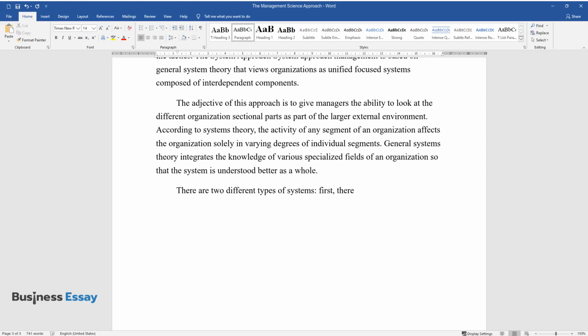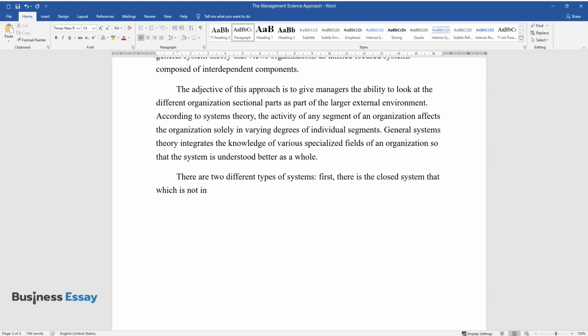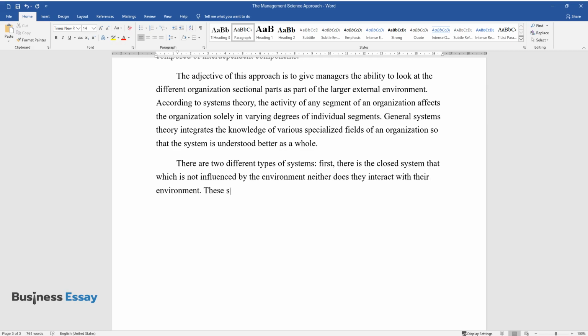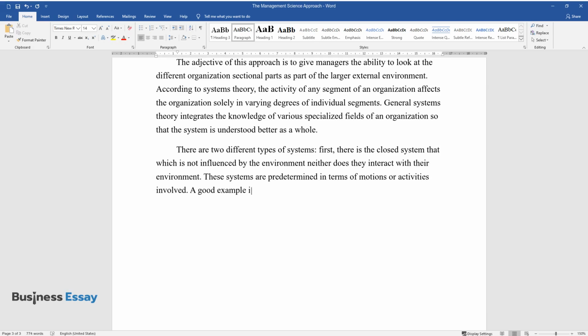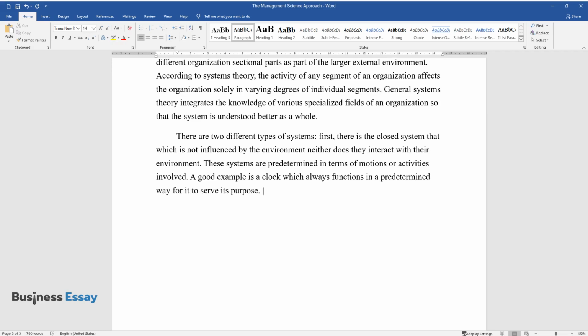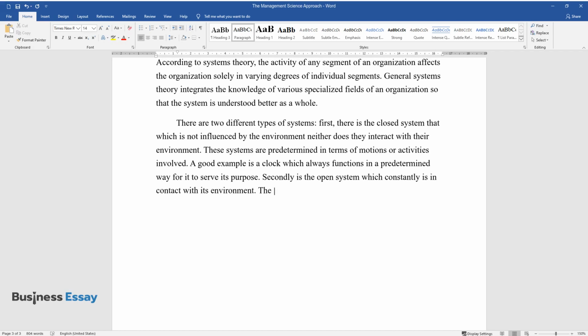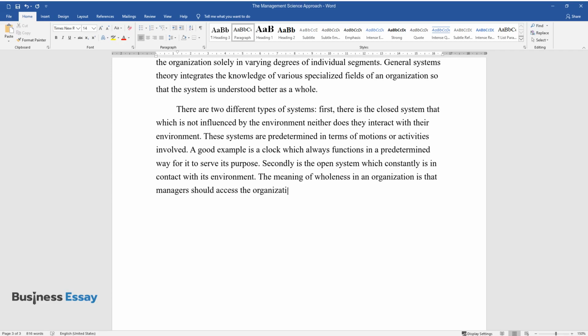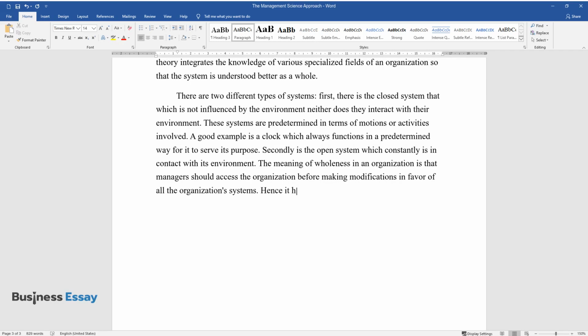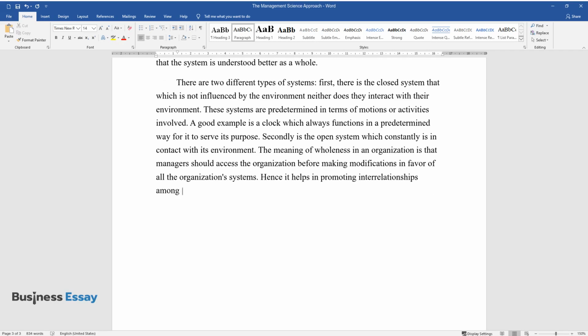First, there is the closed system, which is not influenced by the environment, nor does it interact with its environment. These systems are predetermined in terms of motions or activities involved. A good example is a clock, which always functions in a predetermined way for it to serve its purpose. Secondly is the open system, which is constantly in contact with its environment. The meaning of wholeness in an organization is that managers should assess the organization before making modifications in favor of all the organization's systems. Hence it helps in promoting interrelationships among the parts present.